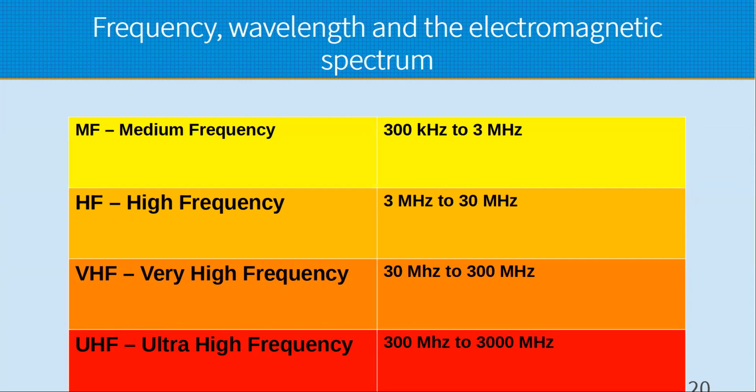The medium frequency goes, and these are numbers you need to remember, 300 kilohertz to 3 megahertz. Your HF band, which is where most of the amateur activity is going to be, is 3 megahertz to 30 megahertz.